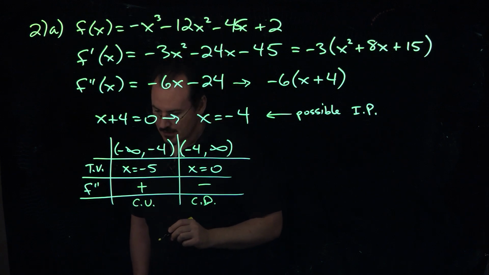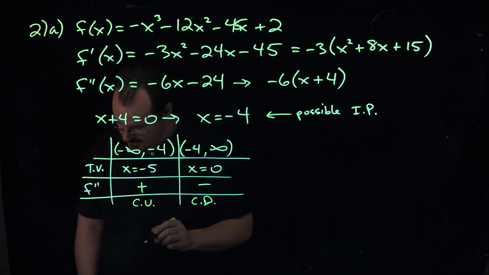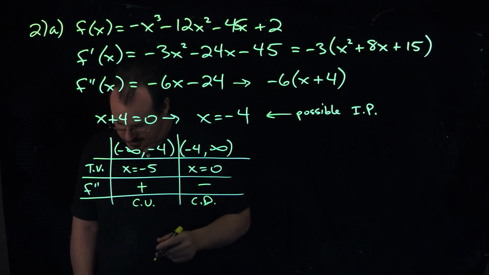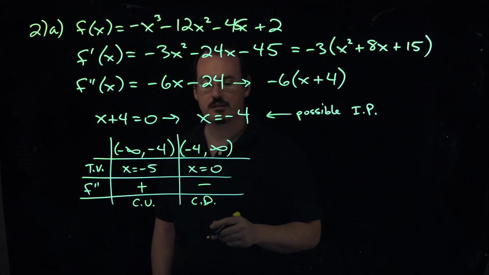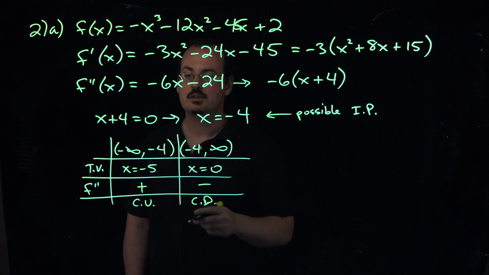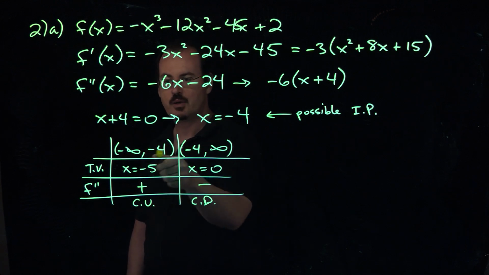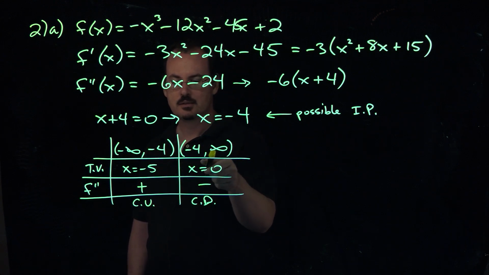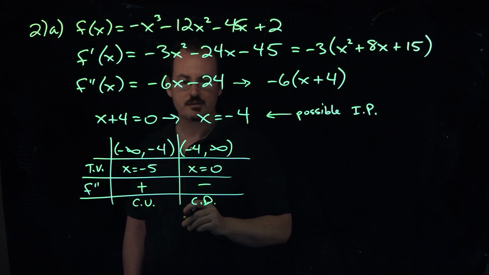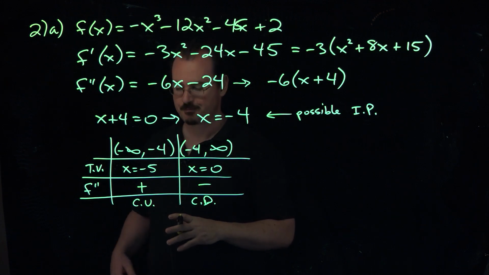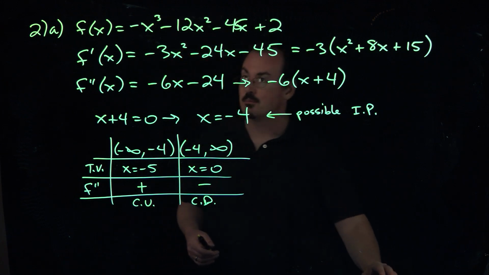Okay. We were also supposed to find the, oh, actually on this one it just says to find the intervals where the function is concave up or down. We've done that. So that's it. It's concave up on that interval from minus infinity to minus 4. And it's concave down on this interval from minus 4 to infinity. Okay? Come back and do B.